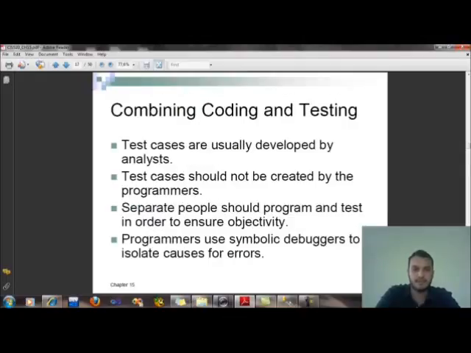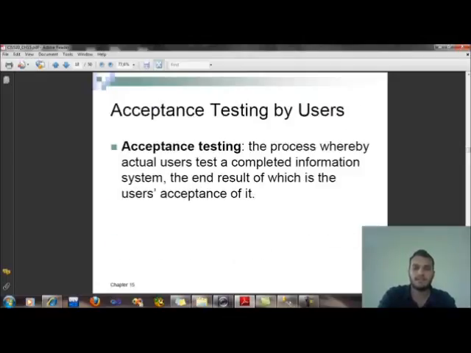And combining coding and testing: firstly, test cases are usually developed by analysts. Test cases should not be created by the programmers. Separate people should program and test in order to ensure objectivity. Programmers use symbolic debuggers to isolate causes for errors.